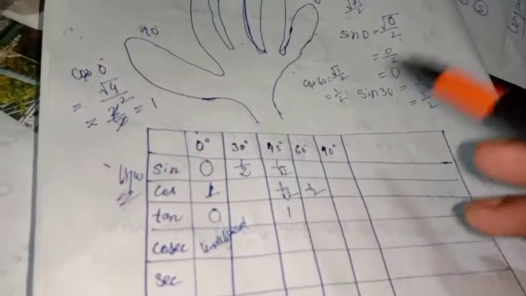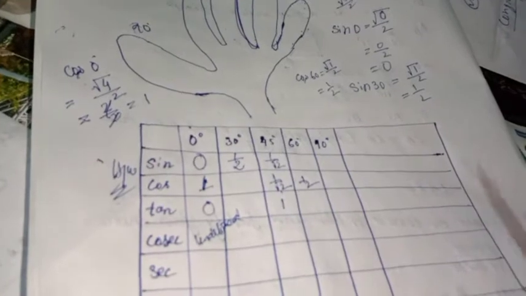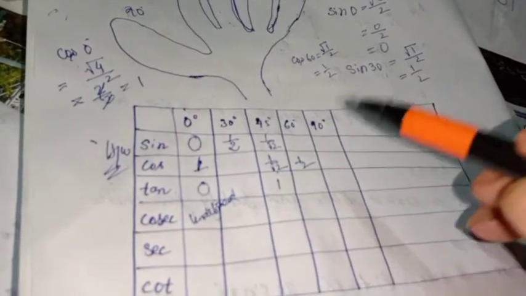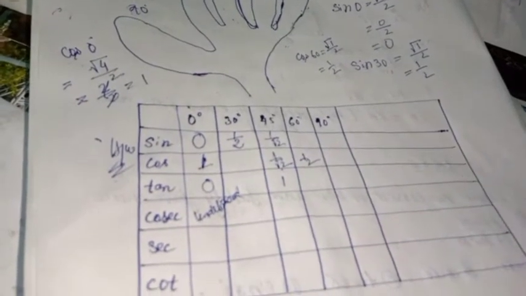And these values actually need to be remembered, but no need to learn them by heart. When you use these values to solve problems, after solving 50 or 60 sums, they will be remembered automatically.